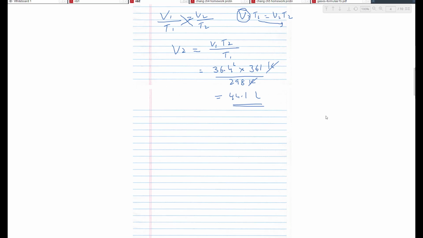5.31. Give me the data. Alright, it says a sample of nitrogen gas is kept in a container with volume equal to 2.3 liters. Temperature is 32 degrees Celsius. And pressure is 4.7 atmosphere. And it's asking to calculate the number of moles of gas present.